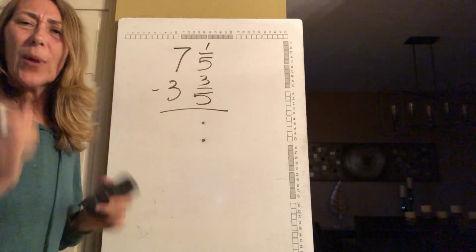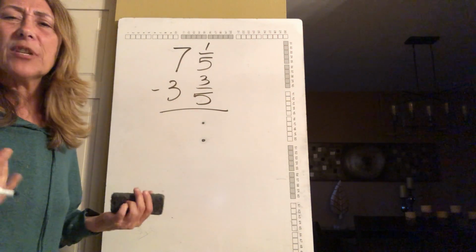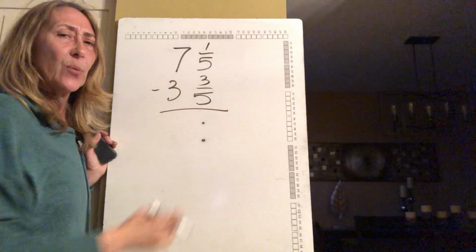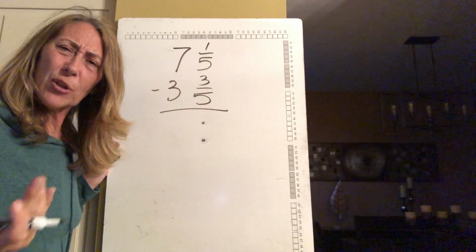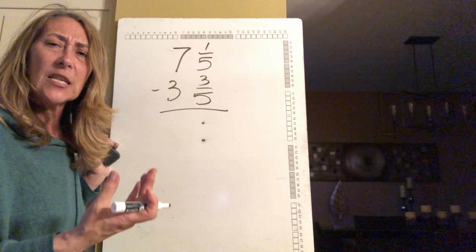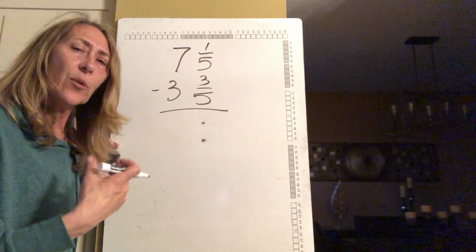Now we're going to subtract mixed numbers. Same thing, you always start with the fractional pieces first. Here I have 1/5 minus 3/5. Same thing as if I were doing whole numbers. I can't take 3 away from 1. So what do I need to do? I need to regroup.